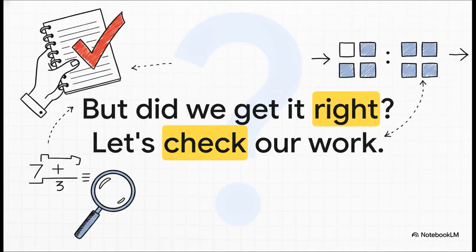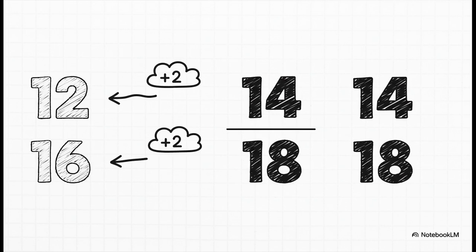Perfect! But you know what? A good mathematician always checks their work. So let's be sure. Let's do that second part of the riddle. What happens when we add 2 to our numbers? Do we really get that 7 to 9 ratio? Okay, so 12 plus 2 is 14, and 16 plus 2 is 18. So our new ratio is 14 to 18.